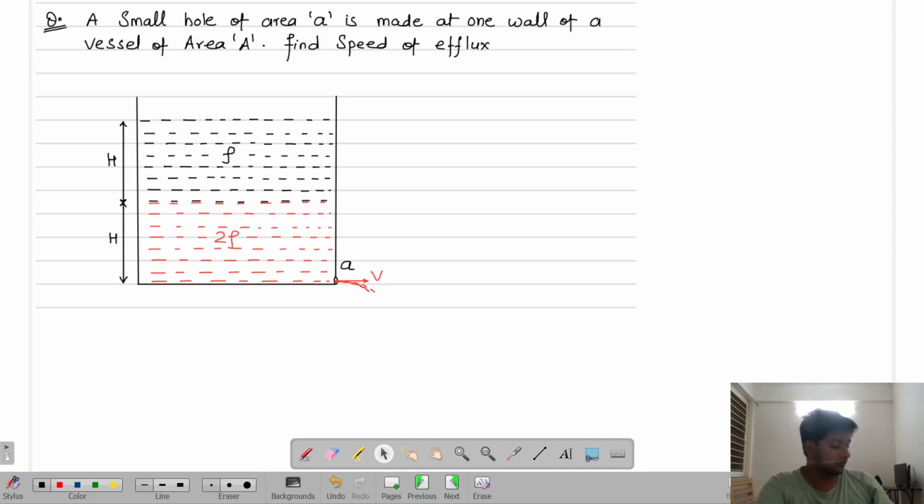Yeah, there are two different fluids. Take into consideration there are two different fluids lying on top of each other. One is of density rho, another is of density 2 rho. Then find the speed of efflux. Speed of efflux is always independent of density. You will get to know. You see that. Solve it.